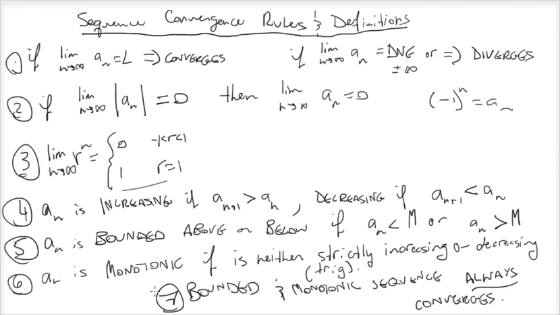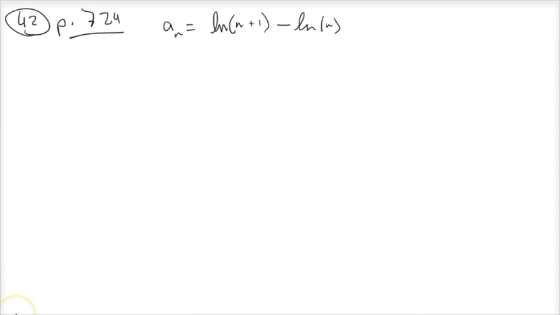So now let's just do a couple practice problems and start getting the hang of this. Alright, so we're going to do number 42 on page 724. And we're given the sequence, the natural log of n plus 1 minus the natural log of n, and we're asked to figure out whether it converges or diverges, and if it converges, what it converges to.